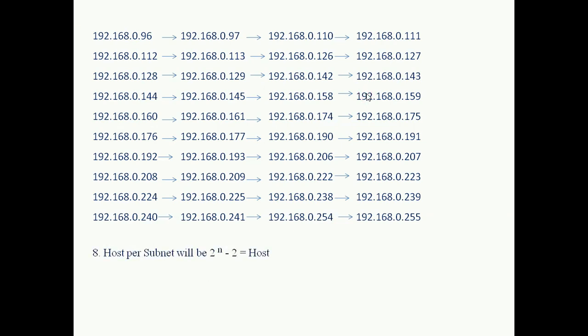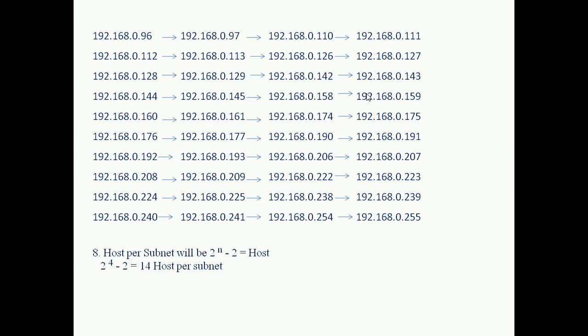So let's count how many hosts we can get on each subnetwork. According to the formula, 2 to the power n minus 2 equals hosts, where n is the off bits of your subnet mask. 2 to the power 4, because we have only 4 off bits in our subnet mask, so the hosts will be 14, and so on.